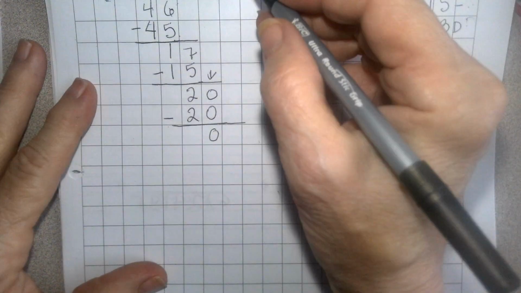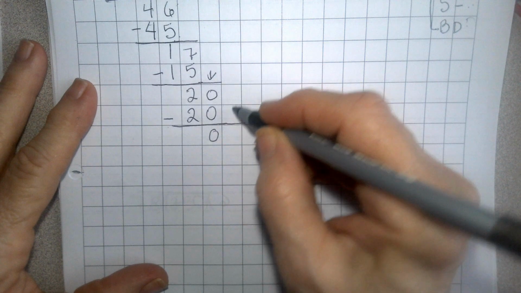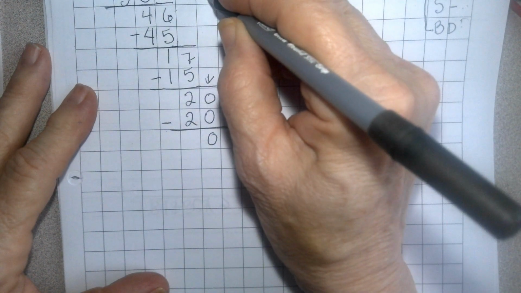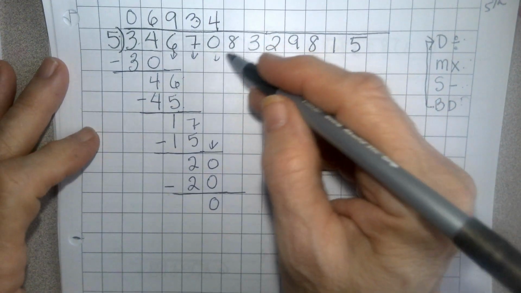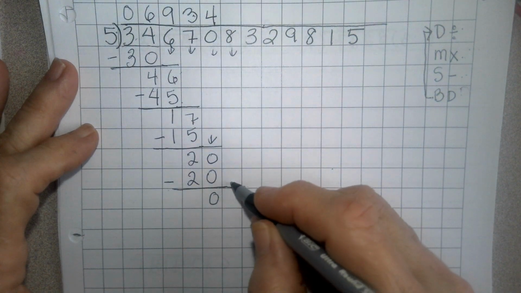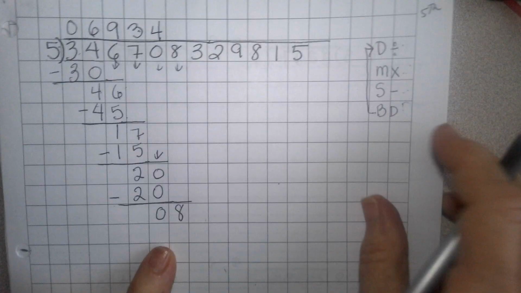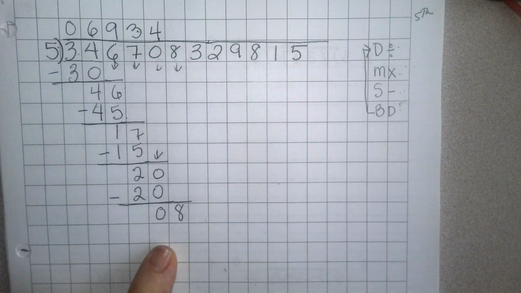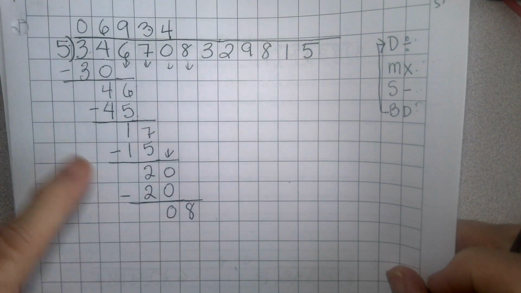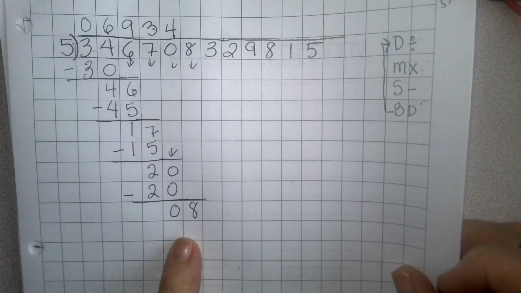So then, brother bring down. Sometimes I like to put a little arrow so I can see which brothers I've already used. So I'm bringing down the brother 8. And after we brother bring down, we go back to daddy and divide. So this should be easy. How many 5s in 8?